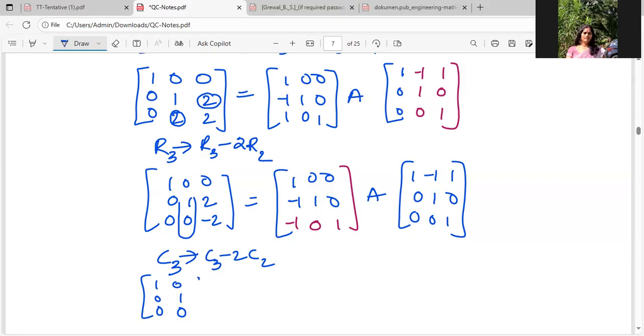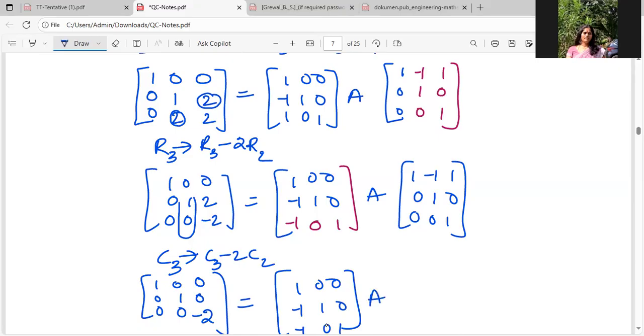So it would be 0. 2 minus 2 would be 0. Of course, minus 2 I will have. This is equal to 1, 0, 0, minus 1, 1, 0, minus 1, 0, 1. Fine. No change in the pre-multiplied.